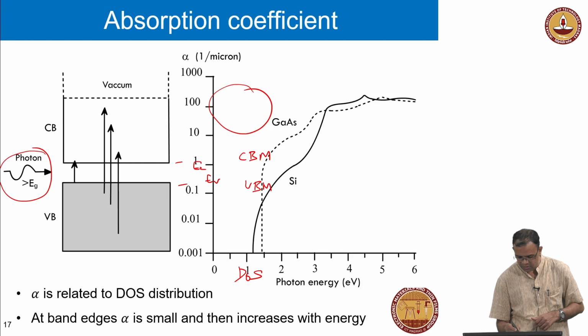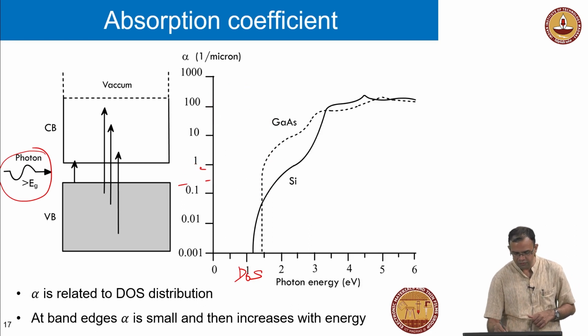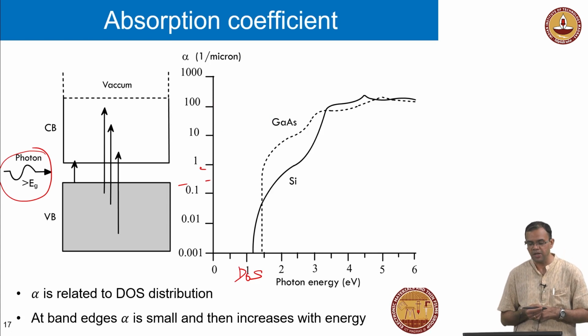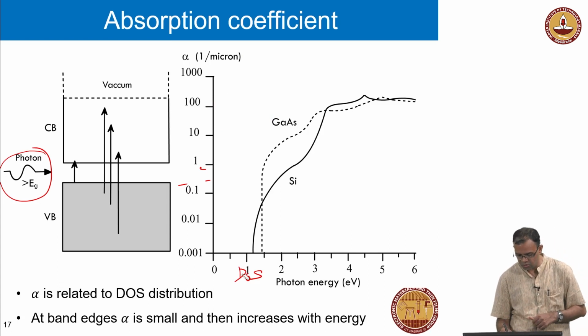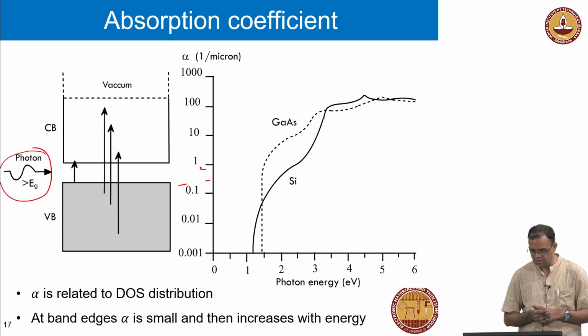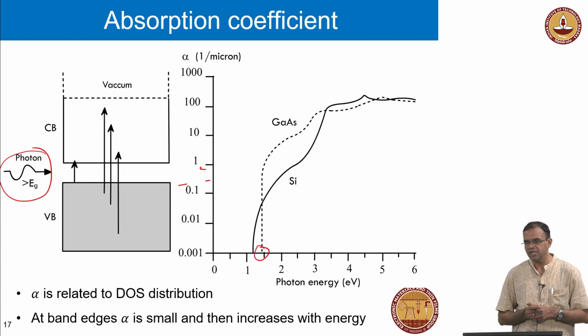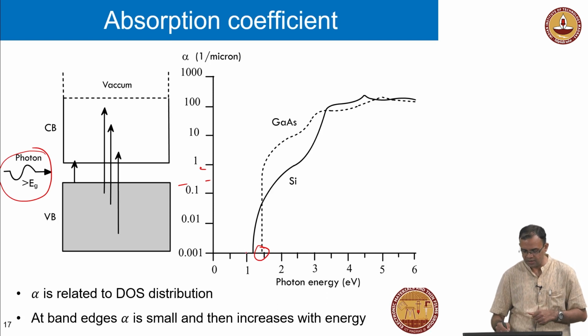So here again is an example of gallium arsenide and silicon. Gallium arsenide is a direct band gap semiconductor. So the absorption edge is a lot straighter. It has a band gap of around 1.43 eV. Silicon has a lower band gap, but it is an indirect band gap semiconductor, so the absorption coefficient increases more gradually.